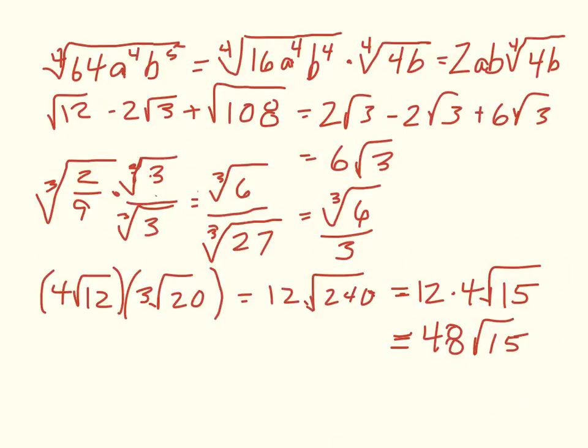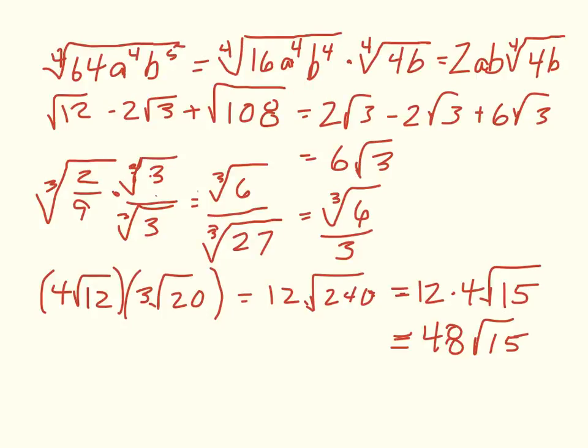Now let's do it with fourth root problems. Here we have 64, and I apologize, I didn't have my stylus today, so this is done by hand. This is the fourth root of 64, a to the 4th, b to the 5th. And so I find the largest perfect fourth power number, which is 16. 2 to the 4th is 16.